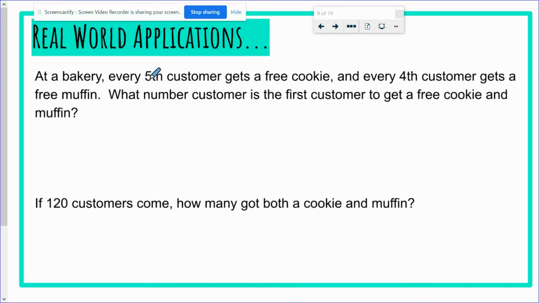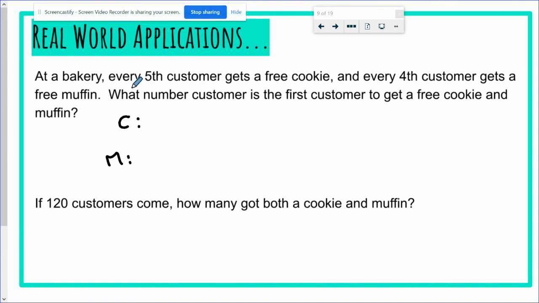At a bakery, every 5th customer gets a free cookie. So let's do C for cookie. Every 4th customer gets a free muffin. So let's write M for muffin. Which customer is the first customer to get a free cookie and a free muffin? Oh, that'd be a good day. I want a cookie and a muffin.